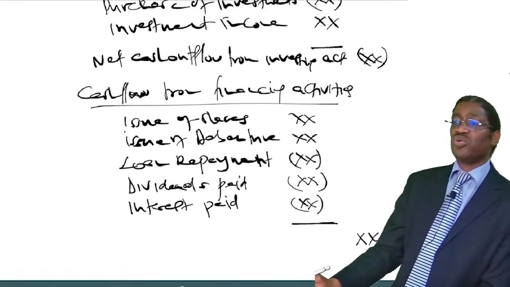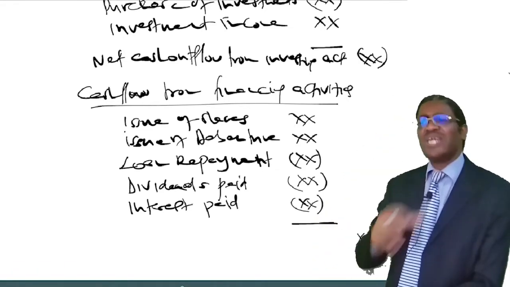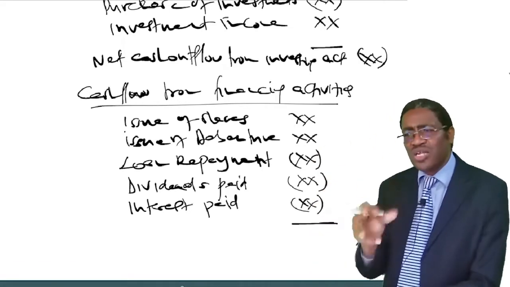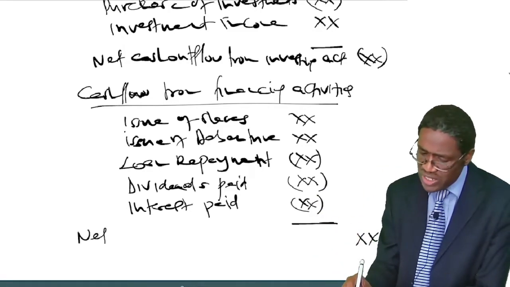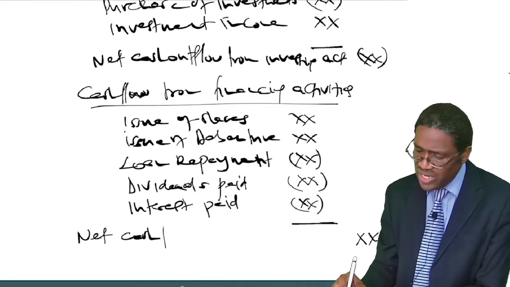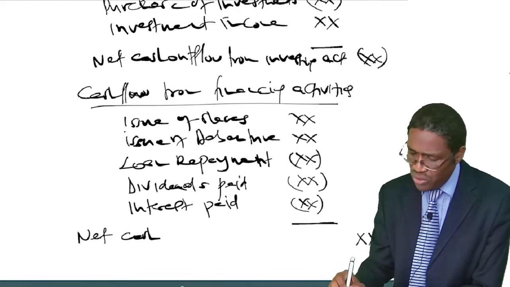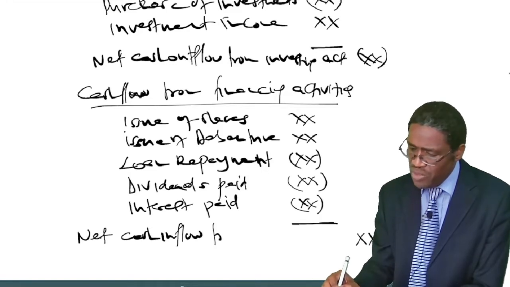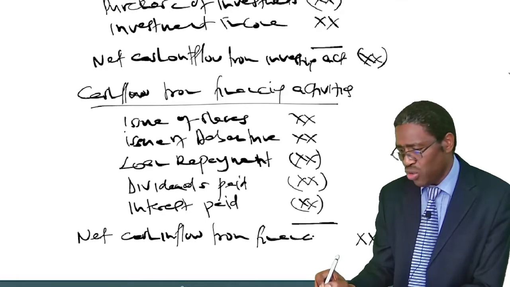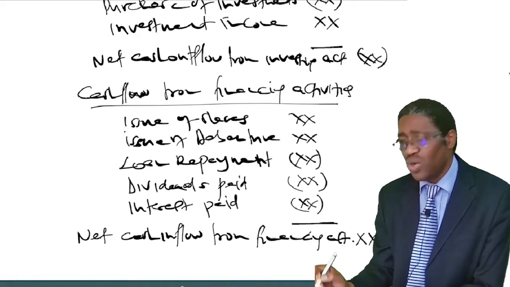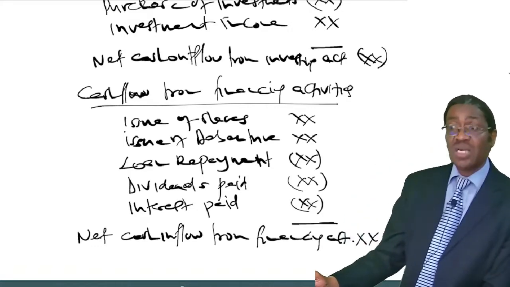You get the totals and push it to the extreme. Once you get the total, let me assume again that the total you are getting is a positive amount. If it's positive, you used to call it net cash inflow from financing activities.